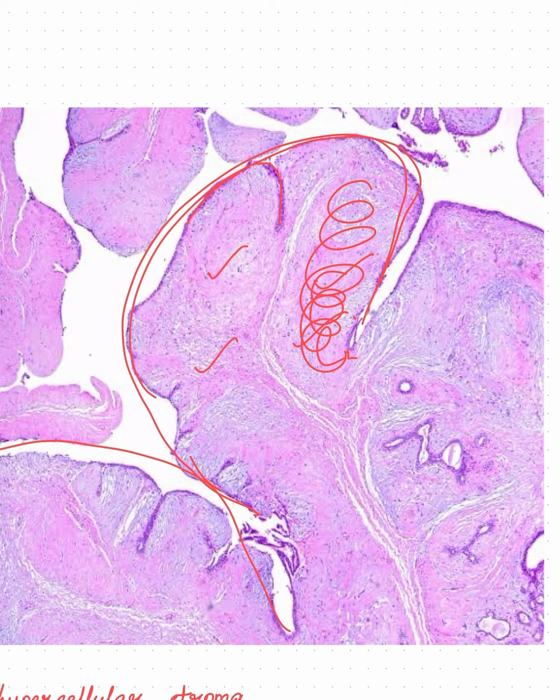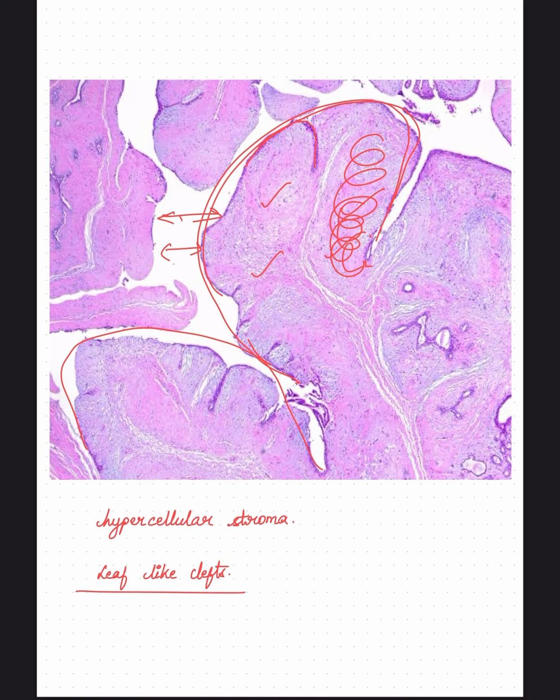and that is the reason it creates this leaf-like architecture, and there are also huge clefts present in between these leaves. Leaf-like clefts are present in the hypercellular stroma, very characteristic of Phyllodes. You identify the Phyllodes because of this leaf-like architecture. Phyllodes means leaf.